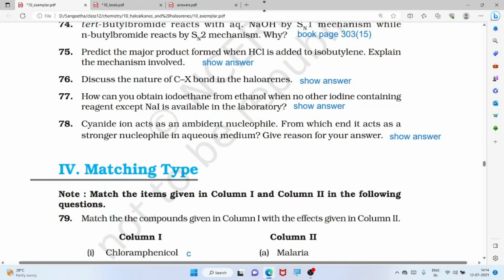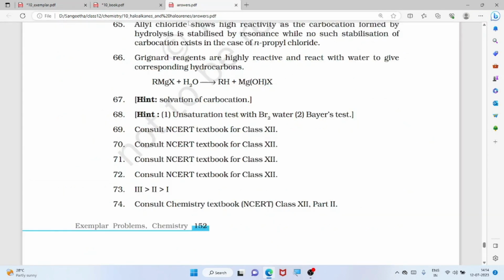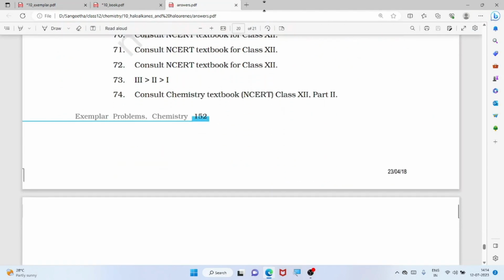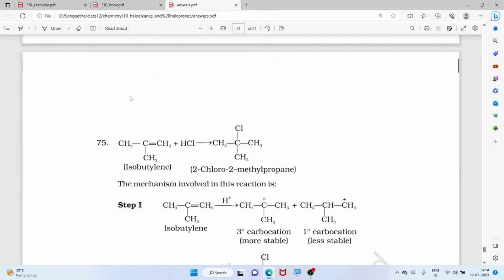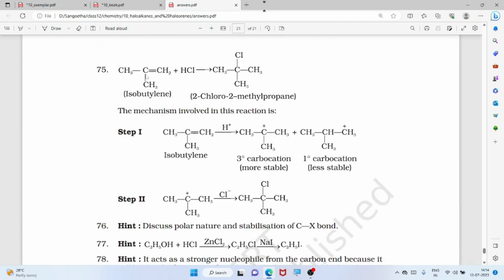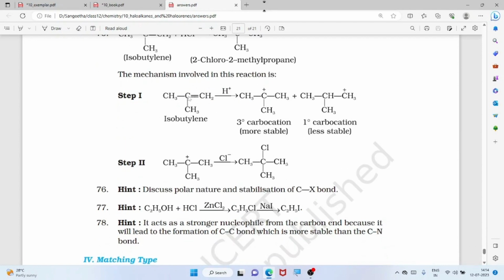Already the major product, then HCl is added to isobutylene. Explain the mechanism in question 75. Okay, this one. This is a two-step mechanism.